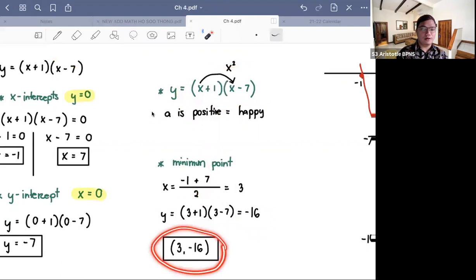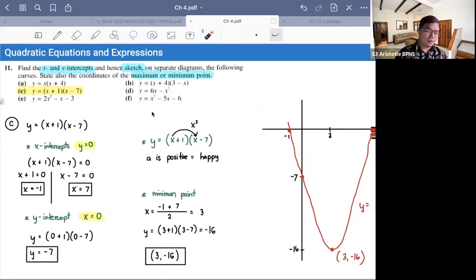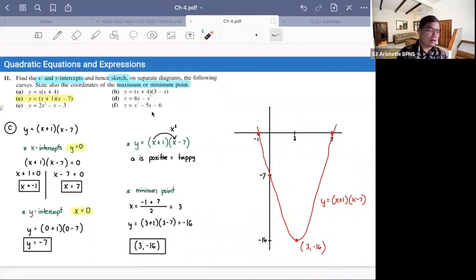So that's it for the important parts that we need in order to sketch the graph. Okay, we have answered all the questions. To sketch the graph, you can start anywhere. So negative 1 and 7, here and here. And then your y-intercept is at negative 7 over here. And you know that your graph is positive, so it will look like this, correct?